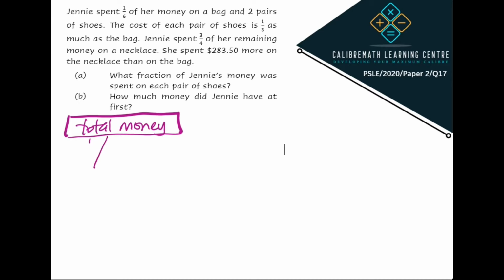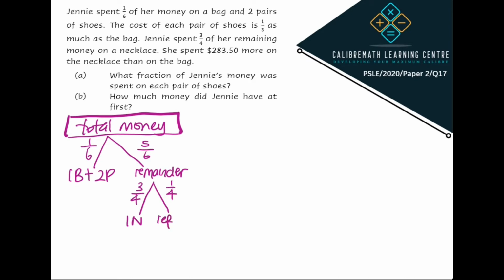And she spent 1/6 of her money on one bag and 2 pairs of shoes. And so 5/6 will be her remainder. And out of the remainder, Jenny spent 3/4 of it on one necklace. And so 1/4 will be the amount that's left. So let's find the final fractions for every part.